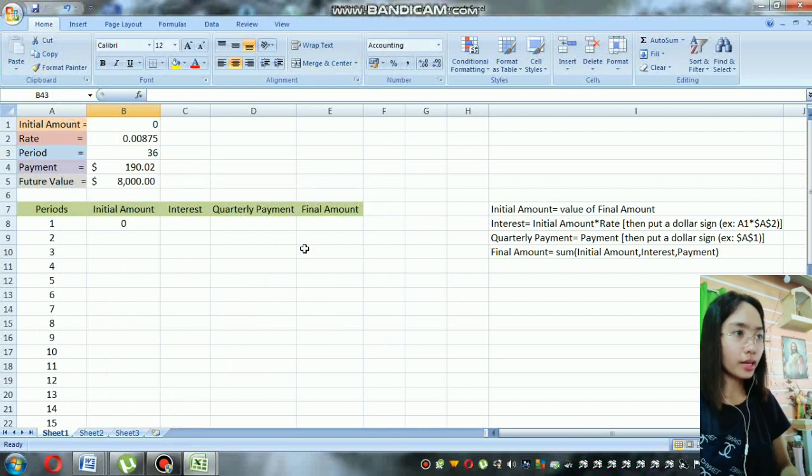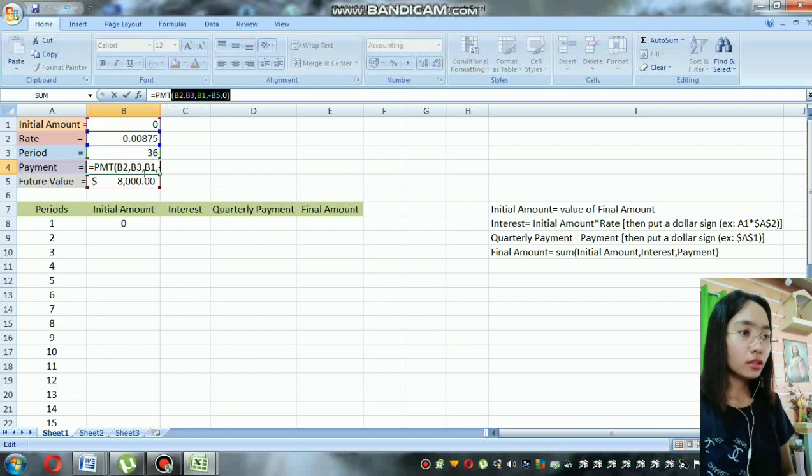Okay, since we already have the value of our quarterly payment, we can now proceed to our sinking fund schedule. I have prepared here the initial amount, which is 0 since we don't have an initial amount. Then our rate is 0.00875, and our period is 36. Payment, which is $190.02, and the future value, which is $8,000.